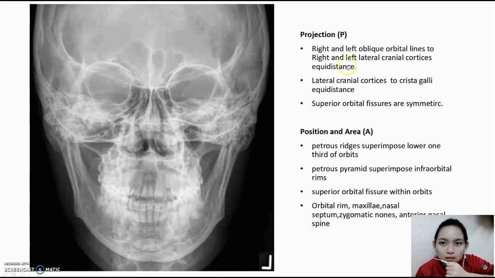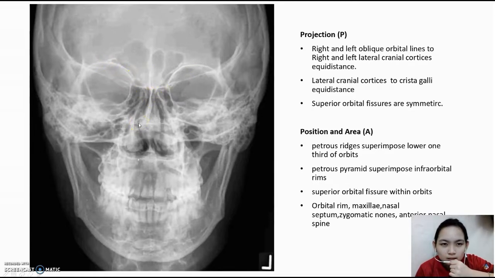The right and left oblique orbital line to right and left lateral cranial cortices is equidistant. Besides, the lateral cranial cortices to the crista galli is equidistant. Superior orbital fissures are symmetrical too.